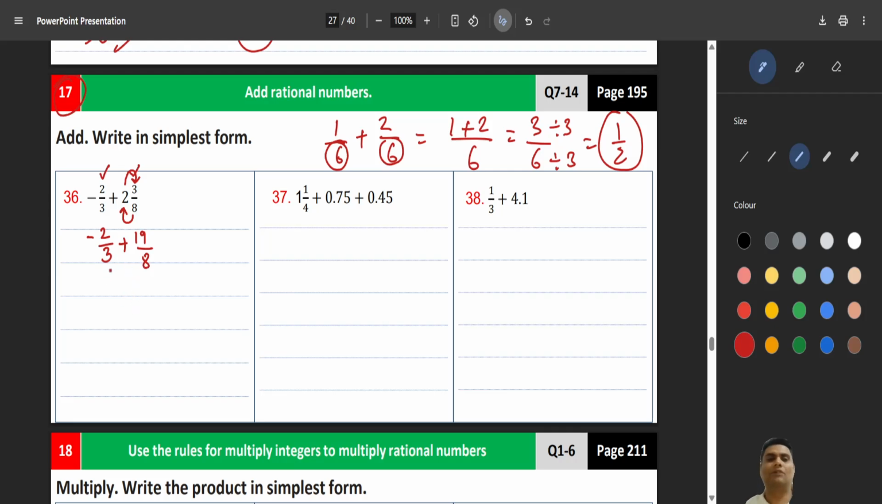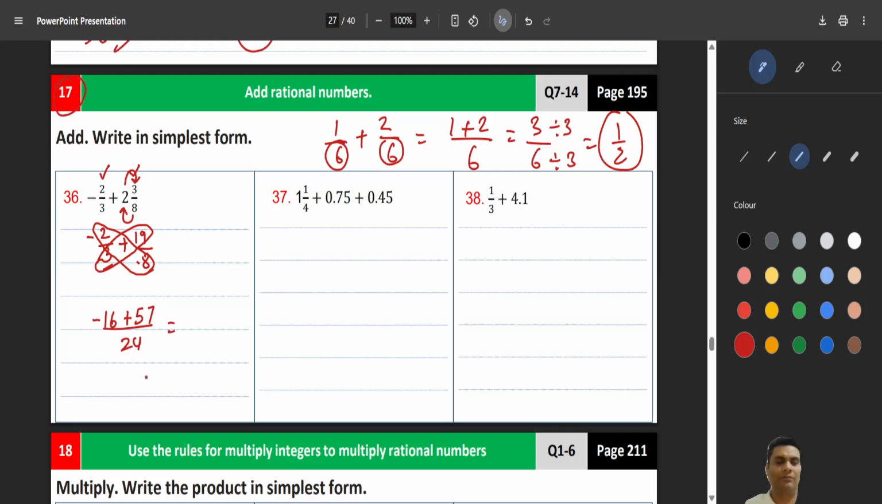I will use the butterfly method. What is the butterfly method? First of all, multiply the down numbers. 8 multiply 3, 24. So put the 24 down. Now the butterfly method. The 8 will be multiplied with the 2. 8 multiplied by 2, 16. It will be minus 16. Why? Because see, I have a minus here. Now the 3 multiply 19. 19 multiply 3, 57. Plus 57.